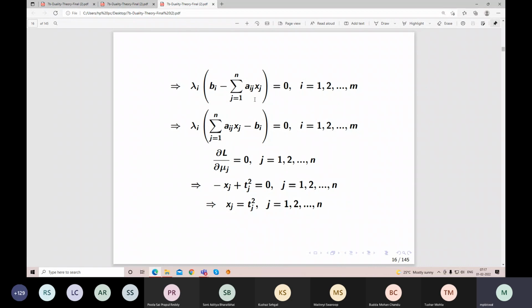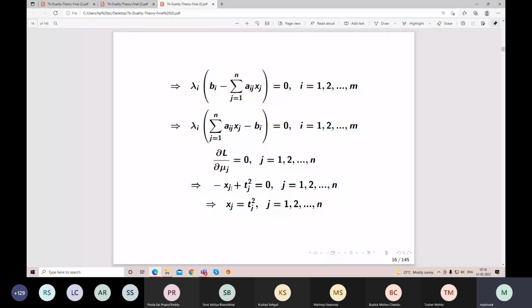If this product equal to 0, what it indicates? They are actually the complementary pair. With respect to the ith constraints, this is the ith dual variable, their product equal to 0. That means either this equal to 0 or this equal to 0 or both can be 0. These are the complementary pair. Now this work is over.